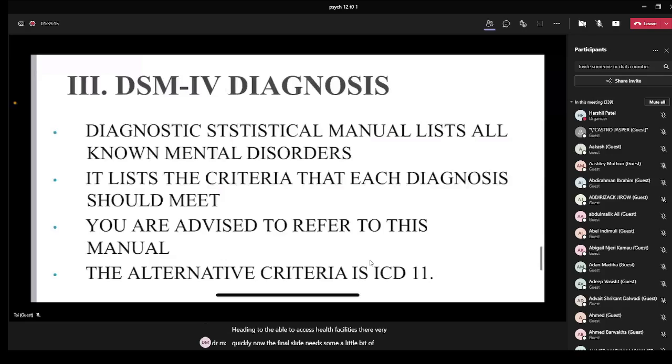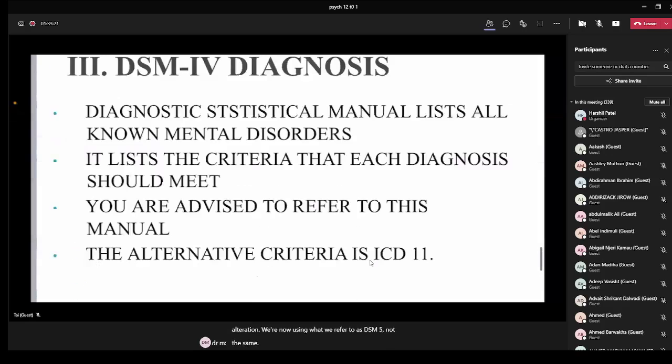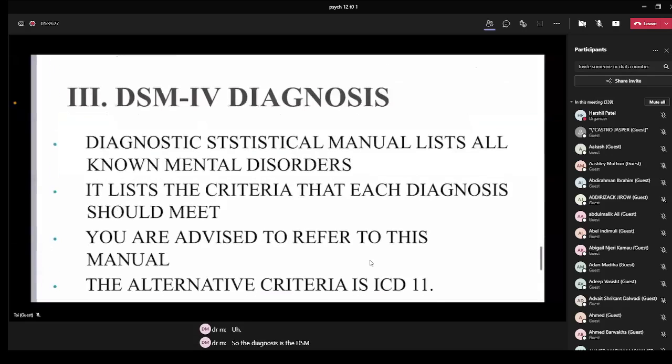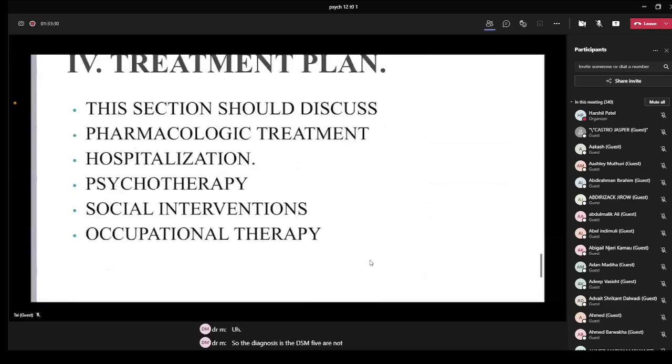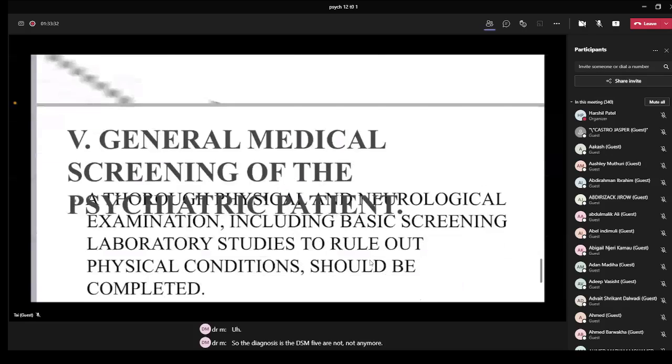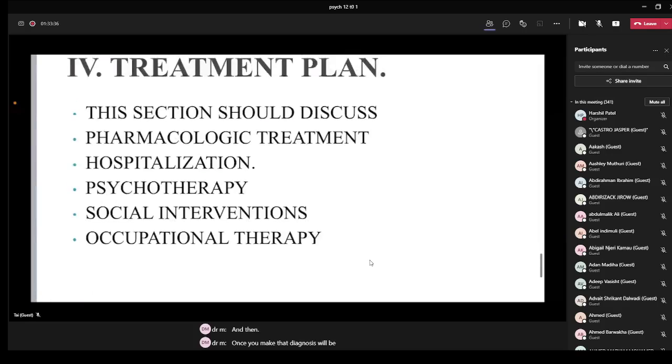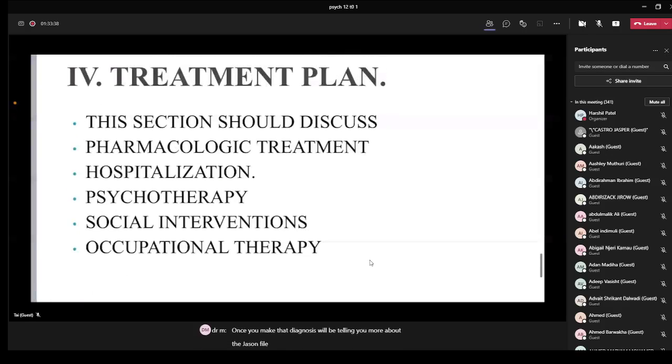Now, the final slide needs a little bit of alteration. We are now using what we refer to as DSM-5, not DSM. So the diagnosis is a DSM-5. And once you make that diagnosis, we'll be telling you more about the DSM-5. You now have to plan how the treatment will be done.